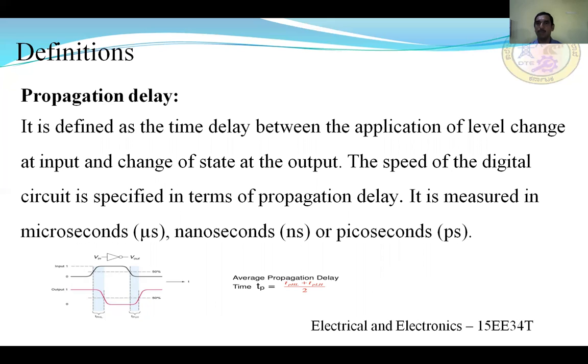So when you apply the input at the input side, the output will change. The time delay between the application of your input pulse and obtaining the output is called the propagation delay. The speed of a digital circuit is specified in terms of propagation delay. So for any digital circuit, if you want to calculate the speed, you will go for the propagation delay. Based on propagation delay, we can decide the speed of digital circuits.